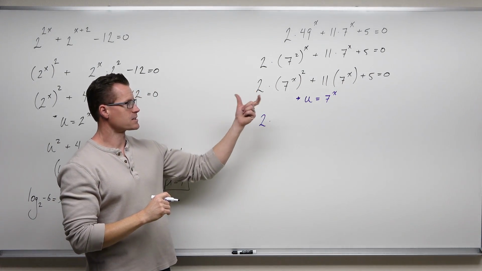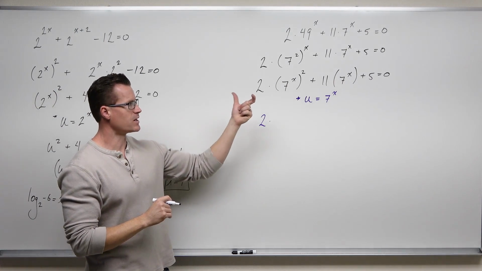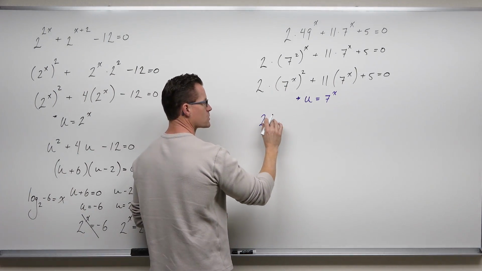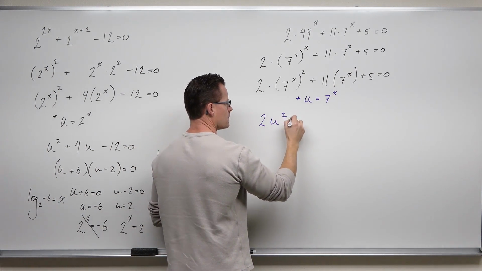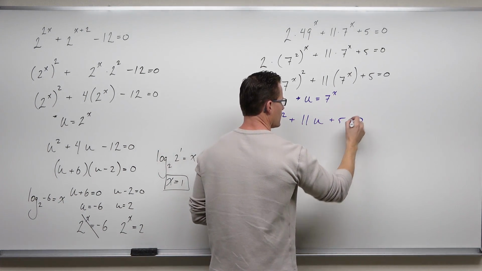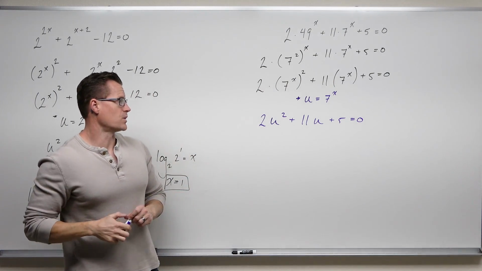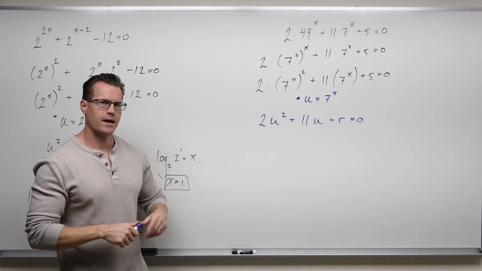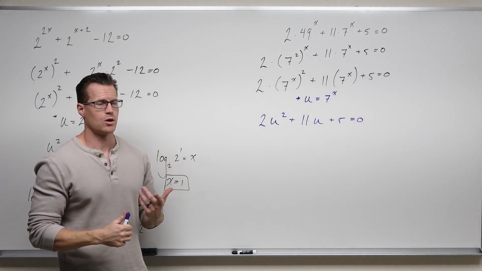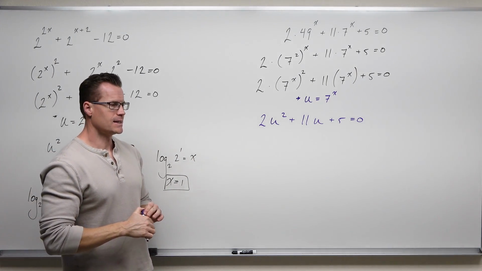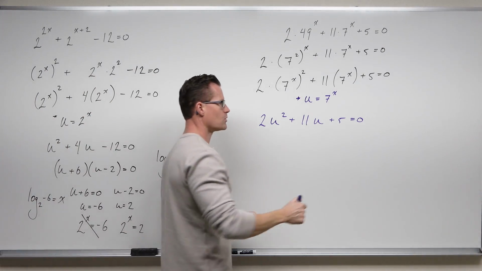So if my 7 to the x exponential is going to change into u, I've got 2, and then this becomes u squared, (11u) and then plus 5. Okay, so let's go ahead and factor that. It's going to be factorable almost all the time. Just be careful when they're not. You have to use a different technique. Check your factoring again. It's probably factorable.